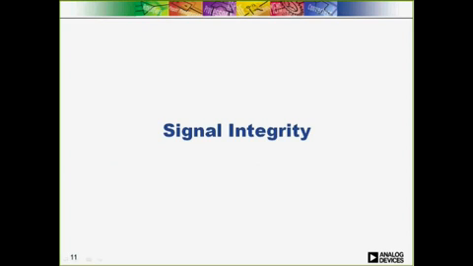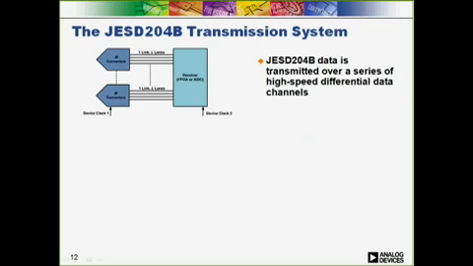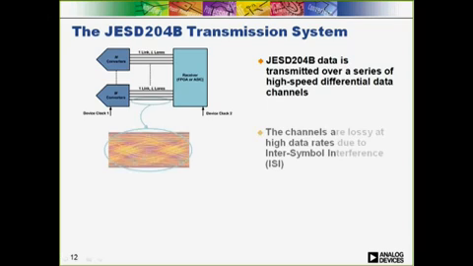Now let's take a look at the signal integrity related specifications and features. In a JESD204B transmission system, data is transmitted over multi-gigabit differential data channels as depicted in this example showing multiple ADCs, each with its own multi-lane JESD204 link. At these high speeds, there is an increased sensitivity to the channel losses caused by inter-symbol interference. This is a real eye diagram plot taken from one of our test boards that shows a completely closed eye.